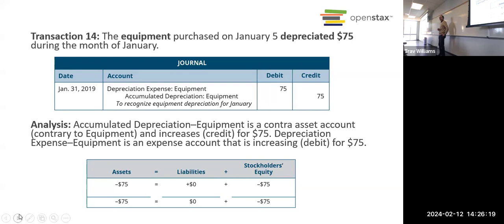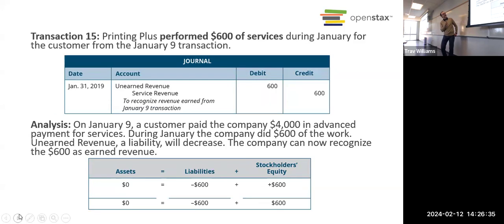Yeah, remember I told you that accumulated depreciation is a contra asset account, so it reduces the value of our assets, which is why we record it on the credit side. Okay, we did $600 worth of services that previously we'd already been paid for, but we hadn't done the work. So now our unearned revenue goes down and service revenue is going up, right?